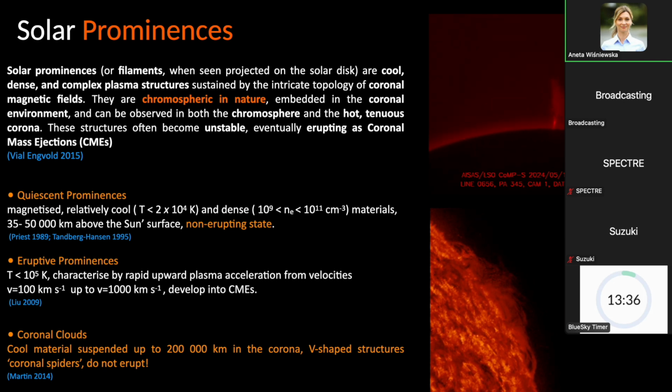For almost 2 decades, there have been different classifications of solar prominences. However, I will focus on the classification based on their evolution. The quiescent prominences are relatively cool magnetized material suspended in the solar corona above the solar surface, and these are non-eruptive ones. In contrast to the eruptive prominences, which are characterized by rapid upward plasma acceleration with velocities up to even 1000 kilometers per second, and those eruptive ones develop into CMEs.